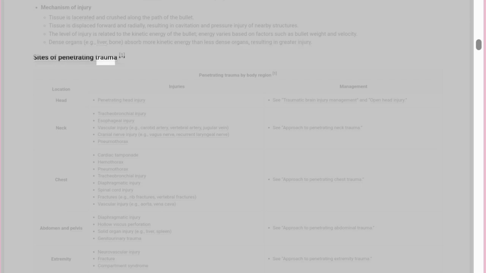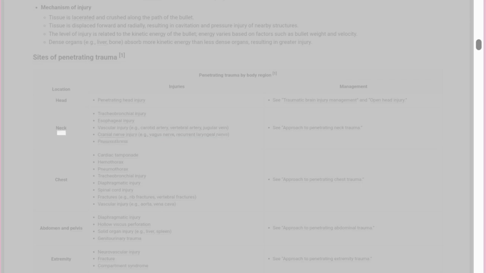Sites of penetrating trauma. Penetrating trauma by body region. Head: penetrating head injury; see traumatic brain injury management and open head injury. Neck: tracheobronchial injury, esophageal injury, vascular injury, for example carotid artery, vertebral artery, jugular vein; see approach to penetrating neck trauma. Cranial nerve injury, for example vagus nerve, recurrent laryngeal nerve.